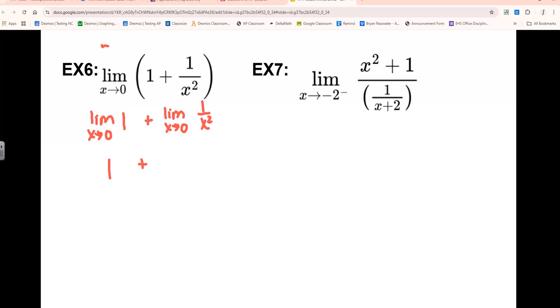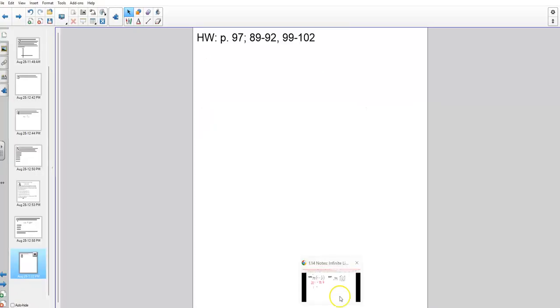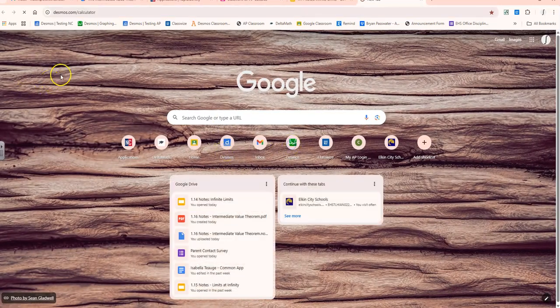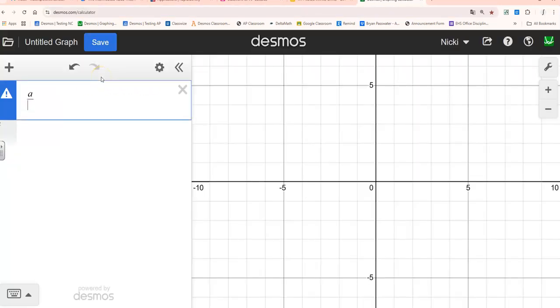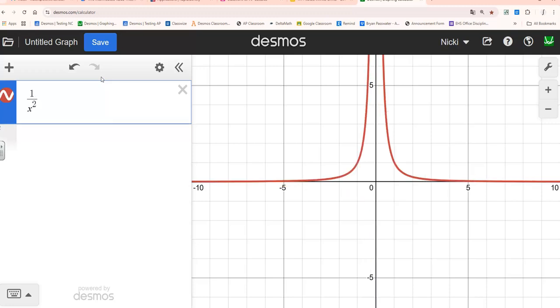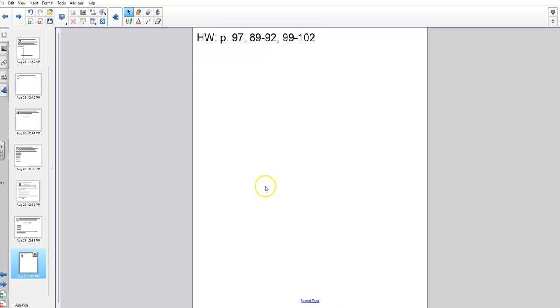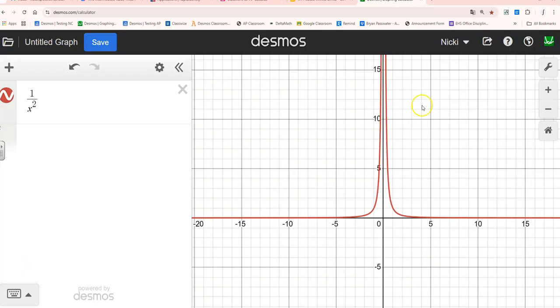If I have a calculator, then all I've got to do is go over to Desmos. I'm just going to open up my Desmos and type in 1 over x squared. I'm going to see at 0, what does it look like I'm approaching on both sides? Positive infinity, so I should get a positive infinity for this. So some of the ones on your homework, I'm going to tell you you can use the calculator on. So just graph it and see what it looks like, much faster. But let's say that we don't have that here.